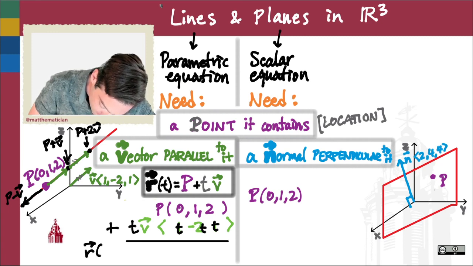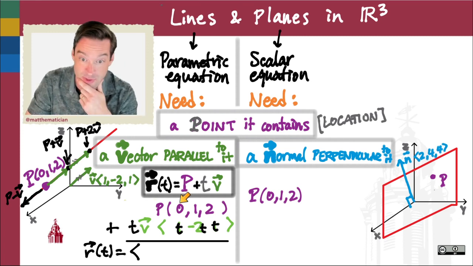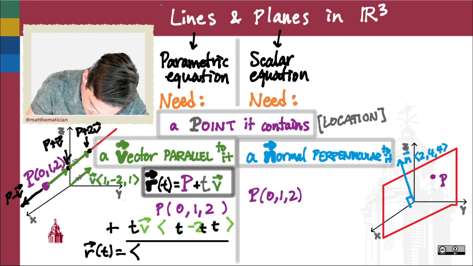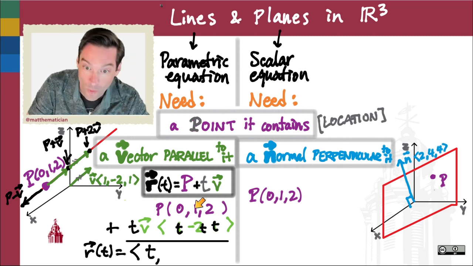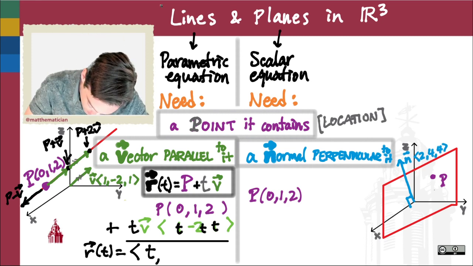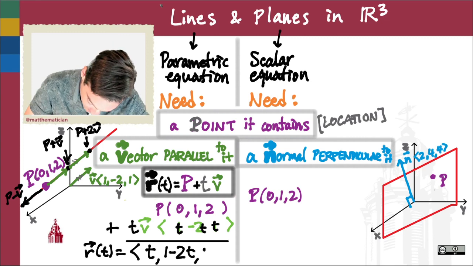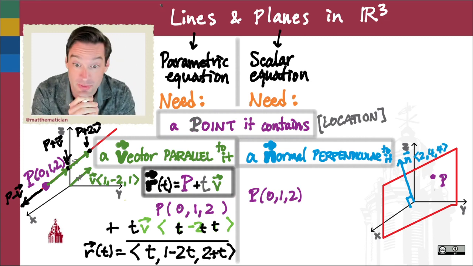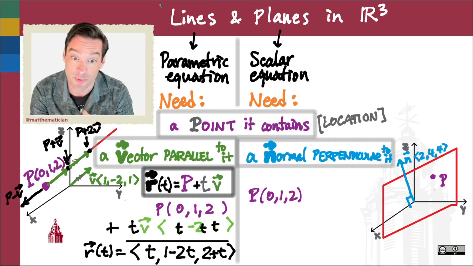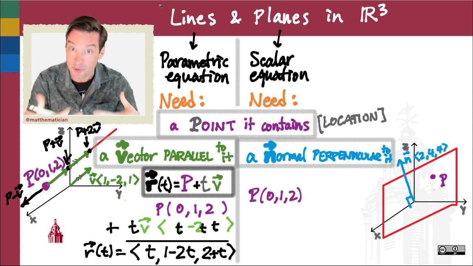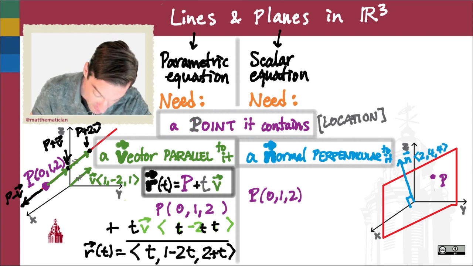r of t is going to have components, and I'm just going to add 0 plus t, so that's going to give me t. 1 plus negative 2t, so 1 minus 2t, and then 2 plus t. And that's what we would call a parametric vector equation that describes the line which has a point (0, 1, 2), and which is parallel to the direction (1, negative 2, 1). So we can go forward from that information into a parametric vector equation.